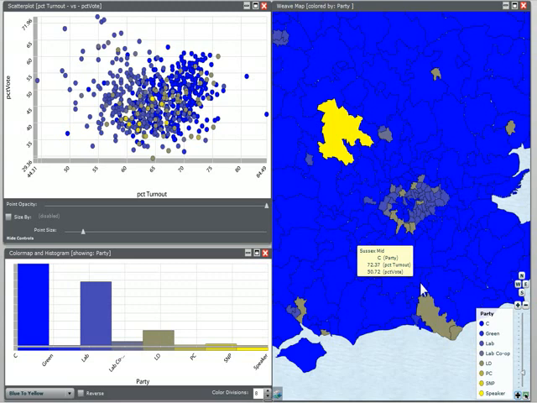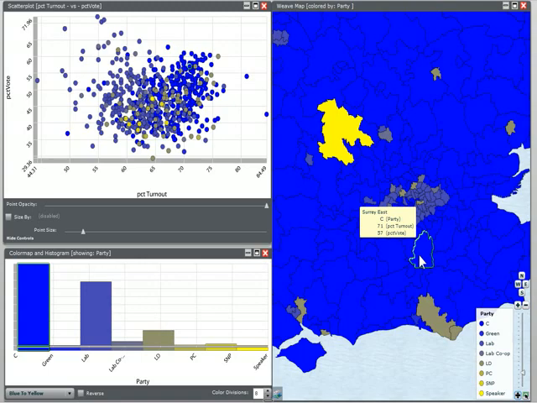Zooming in on London, where there were few close races, we can take a look at the striking pattern produced by the three major parties, all of which had strengths here in specific neighborhoods.